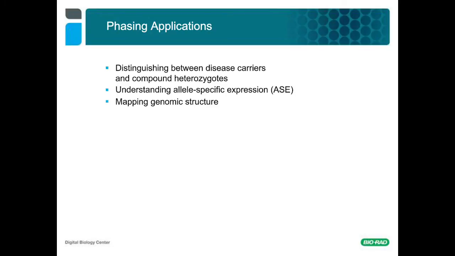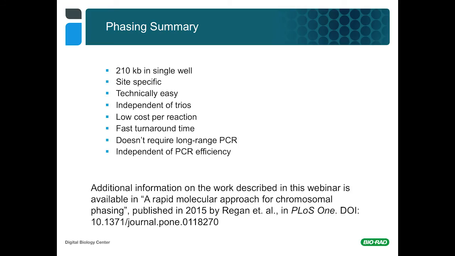To summarize, I have shown that variants can be effectively phased in a single well. Using high-quality sample prep, we successfully measured linkage out to 210 kb in a single well. The methodology is site-specific and technically easy. Therefore, this approach does not require genotyping. Furthermore, this approach does not require genotyping the parents, which traditionally has been required to determine the phase of variants in a child. Also, this technology has a low cost per reaction, a fast turnaround time, does not require long-range PCR, and is largely independent of PCR efficiency.